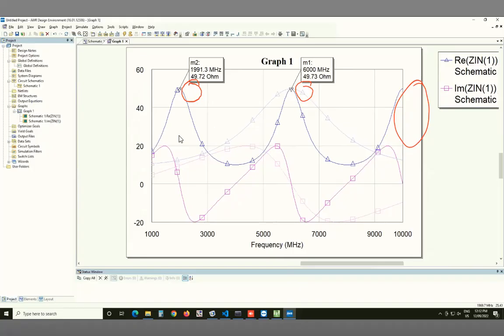Why is this working? Last time you said something about the product of beta and l. Has it got to do with that? Sort of, but how will I think of this? This looks like a lambda by 4 transformer, right? In terms of its frequency response, it's matching it to 50 ohms. Imaginary part is 0, so it's a proper match. How will I think about that response for this 270-degree line?